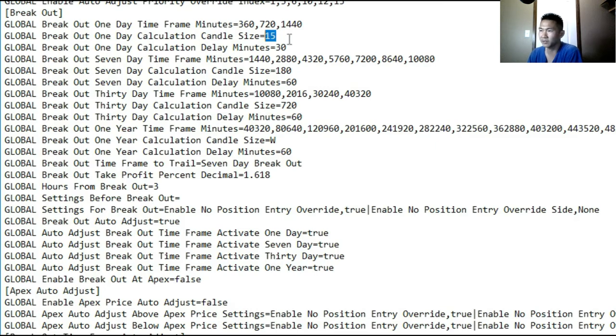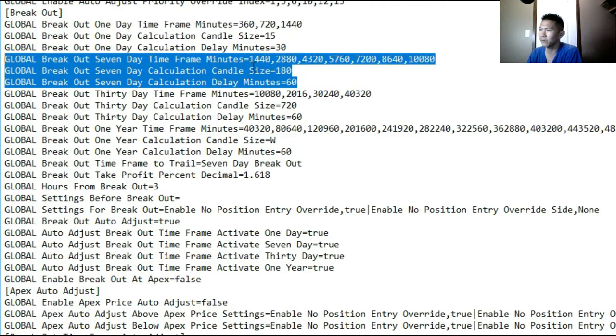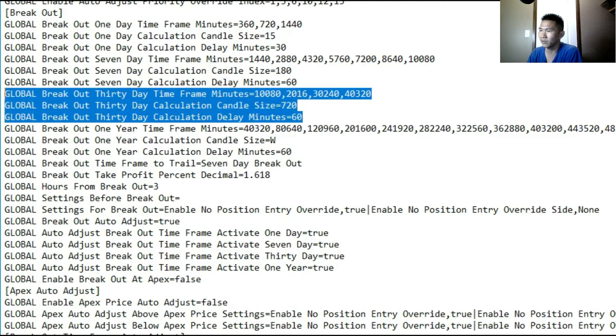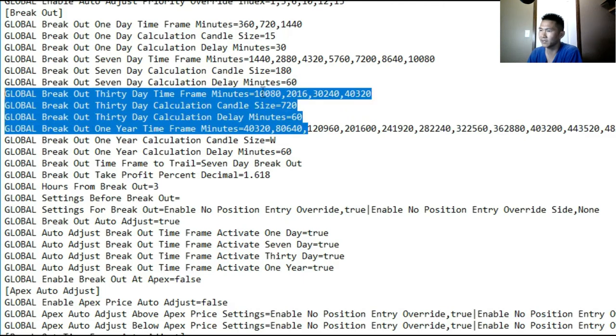Putting in more will reduce the accuracy and maybe take longer to calculate. Then we're going to run this calculation every 30 minutes, refreshing it to make sure it's still on track. We repeat the process for the 7 day with this time frame of 1 day, 2 day, 3 day, up to 7 days. On the 30 day, we only do the 1 week time frame. So we look back 7 days, 14 days, 21 days, and 28 days.